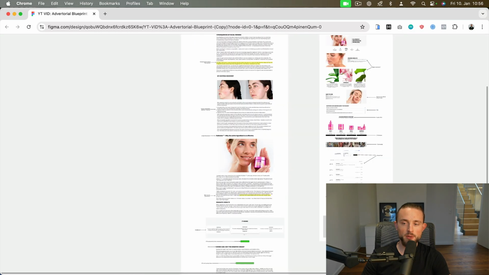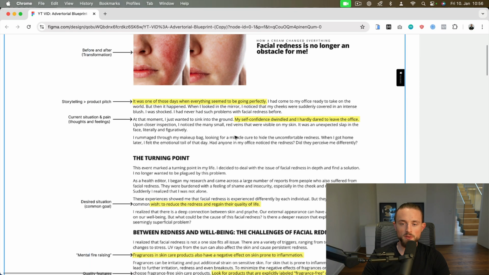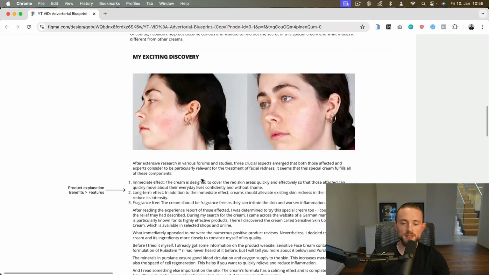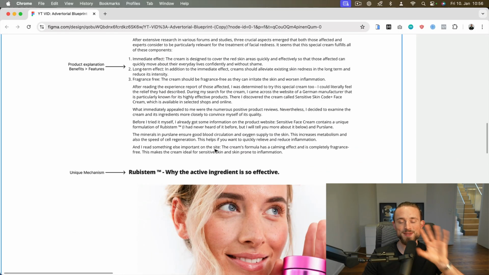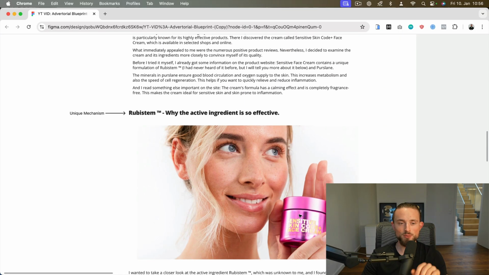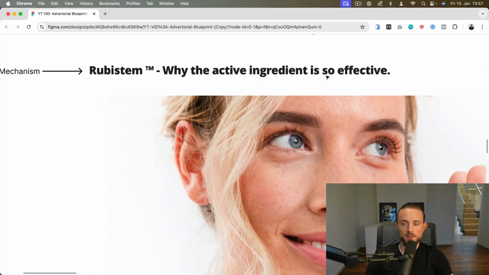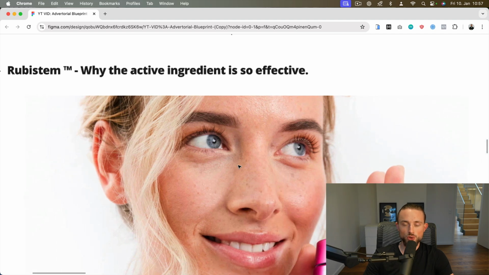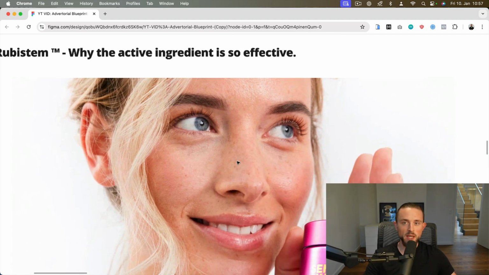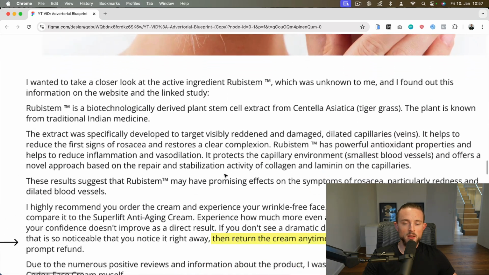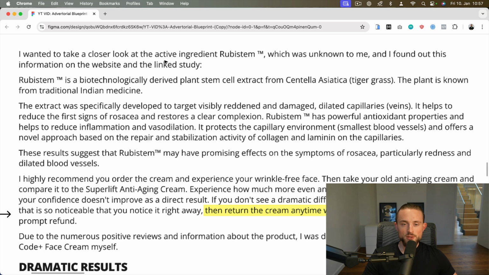Now we start introducing the actual product. So if you look at the bigger picture, we have the above the fold section, right? Then we have the second paragraph, third, fourth, fifth paragraph. So we have 5 sections, 5 paragraphs before we show the actual product. And here again, we introduce RubyStem, this active ingredient, which is basically the unique mechanism. So you always want to make sure to have a unique mechanism so that you're not comparable to anything else that's on the market.